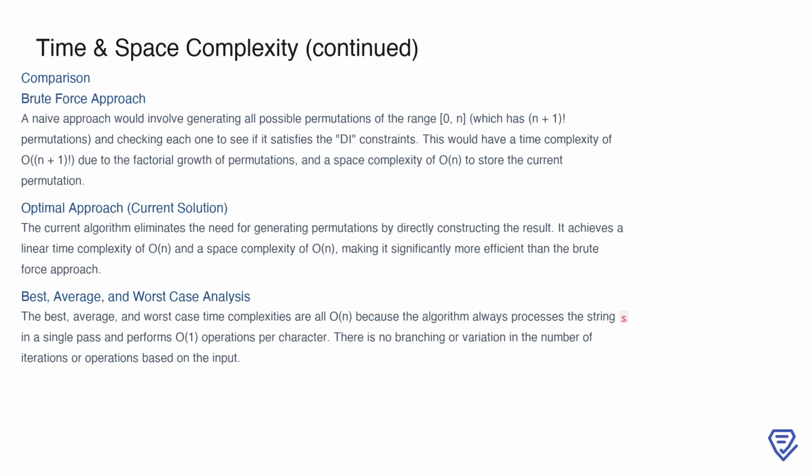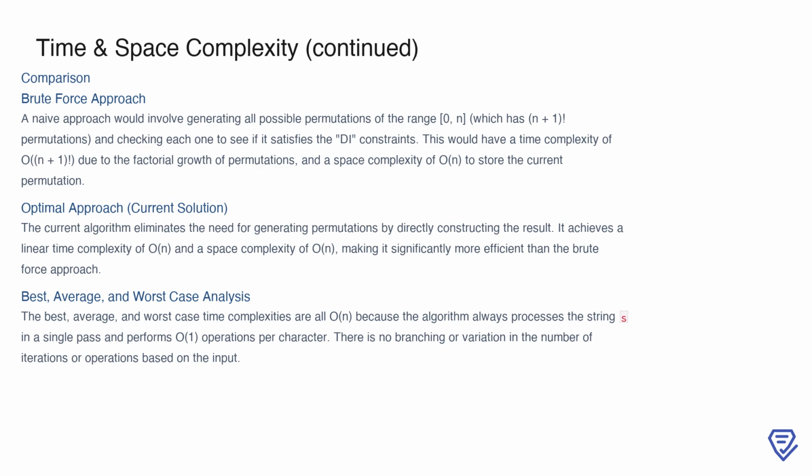To compare this optimal approach with the brute force method, consider the naive solution. A brute force approach would involve generating all possible permutations of the range 0 to n, which contains n plus 1 factorial permutations. For each permutation, we would check whether it satisfies the DI constraints. This leads to a time complexity of O((n plus 1)!), due to the factorial growth of permutations. The space complexity for the brute force approach would be O(n), to store the current permutation being checked.